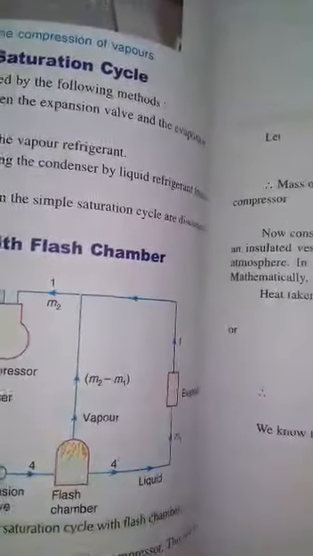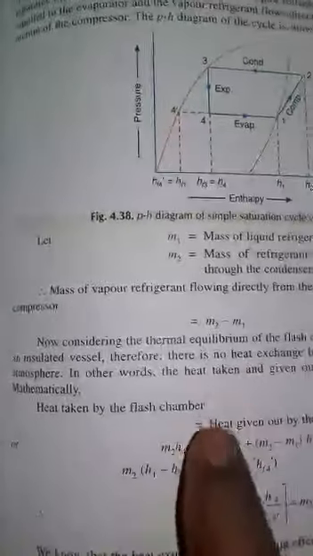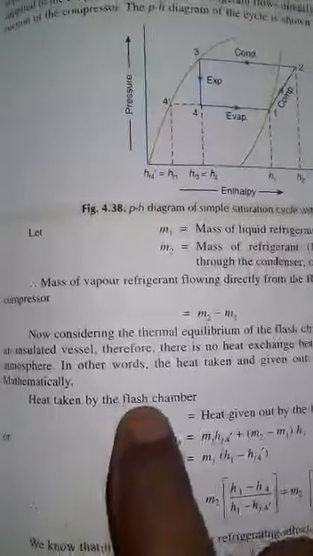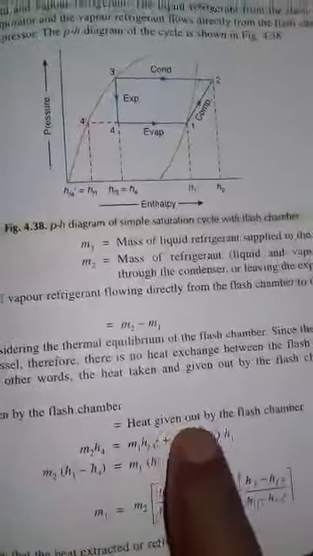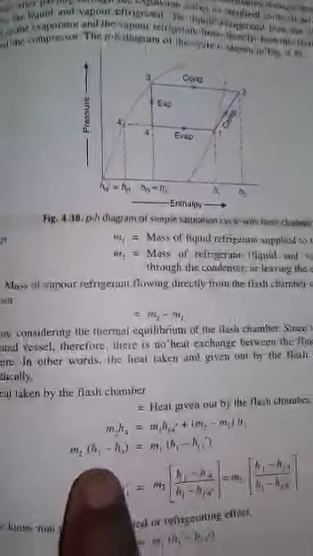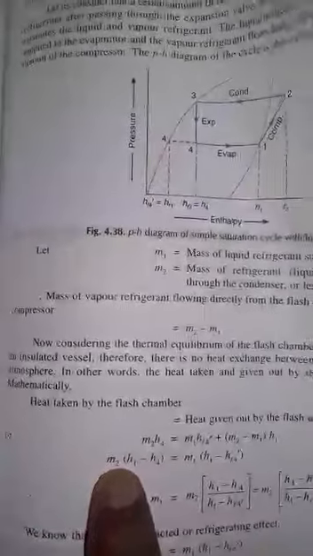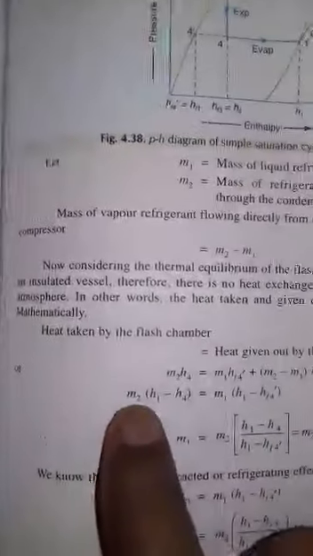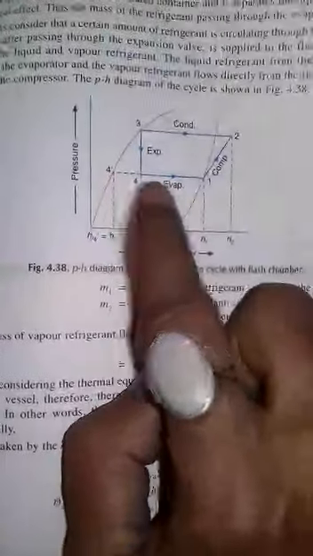Now we have to make the heat balance in the flash chamber. Heat taken by the flash chamber is equal to heat given out by the flash chamber. On one side it is heat taking, on the other side it is heat giving. That is M2 into (H1 minus H4). Is it clear? H4 is this one, and H1 is given over here. H1 minus H4, that is the evaporator cooling effect.